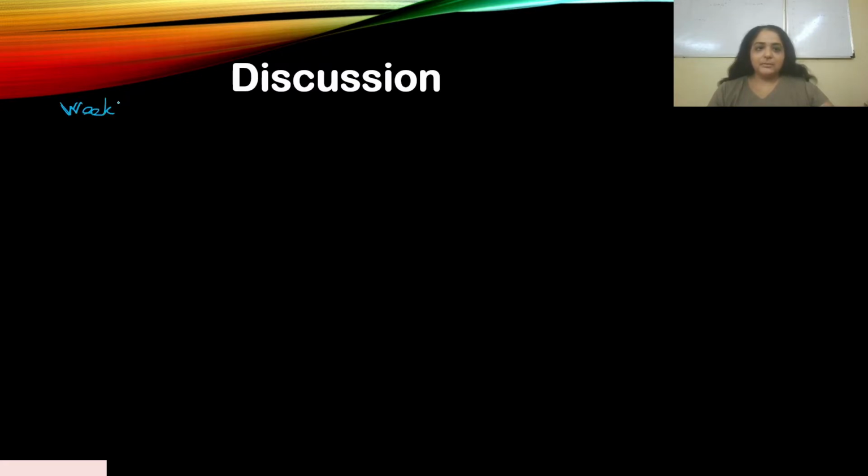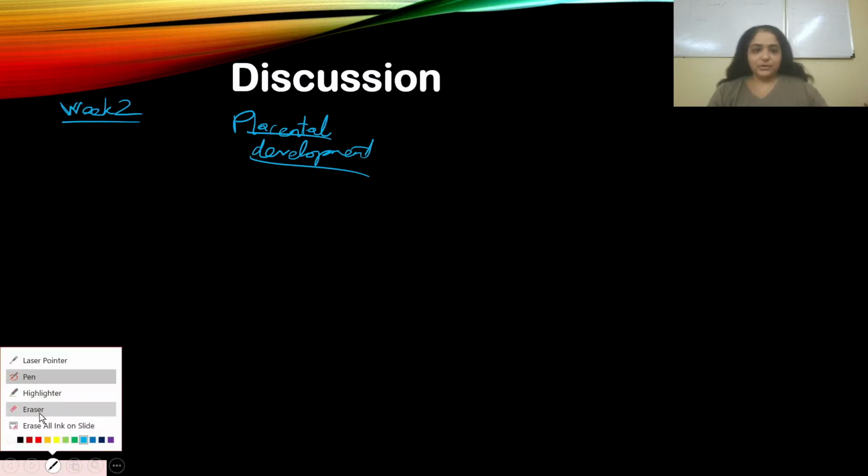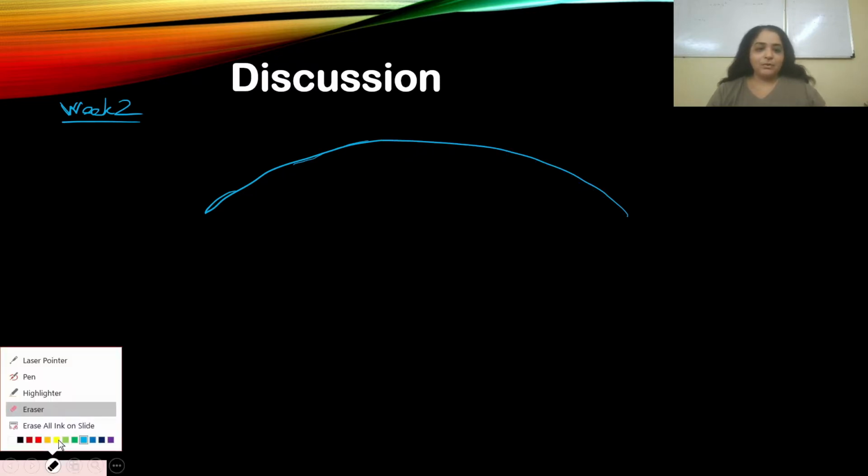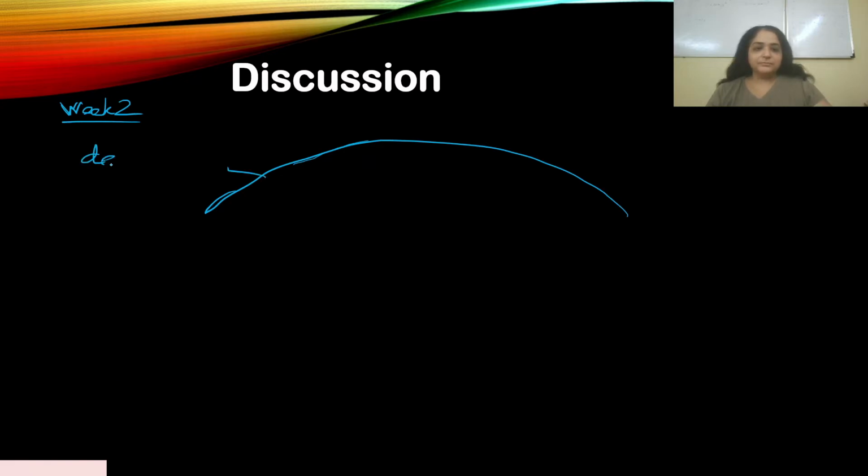Now let's look at placenta development in detail. By now you understand the layers of the endometrial part of the uterus. Now let's look at what happens during placenta development. The embryo is implanted in the compact and the spongy layer. So the decidua basalis, or the basal layer, forms the decidual plate. So this is called decidua basalis. Now why is it called decidua?